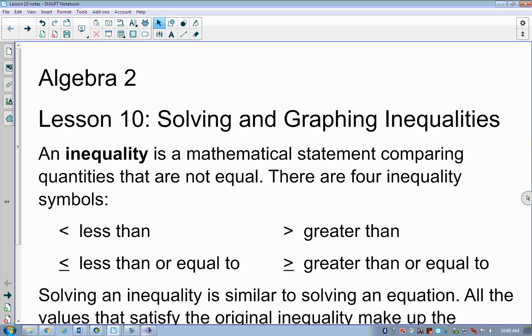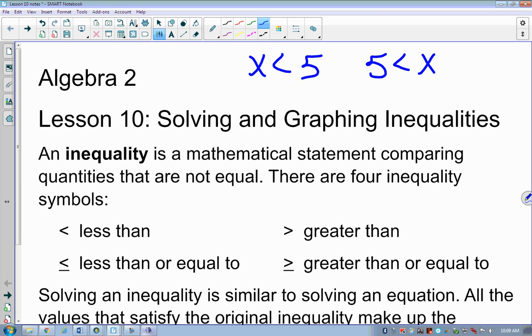All right. And granted, there's kind of corny little ways to remember these things. We always read it from left to right. So, if I've got something like x < 5, we're reading that as x is less than 5, right? If I switch that, I'm not reading that as x is greater than 5. I'm reading that as 5 is less than x. Does that make sense? Okay, we read it from left to right.